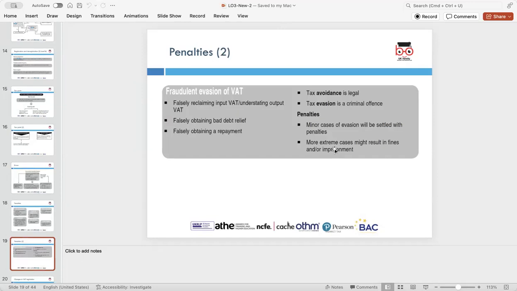Fraudulent evasion of VAT involves intentionally deceiving HMRC to avoid paying the correct amount of VAT. This can include actions such as falsely reclaiming input VAT or understating output VAT on sales invoices. Another form of fraudulent evasion is falsely obtaining bad debt relief or payments from HMRC.